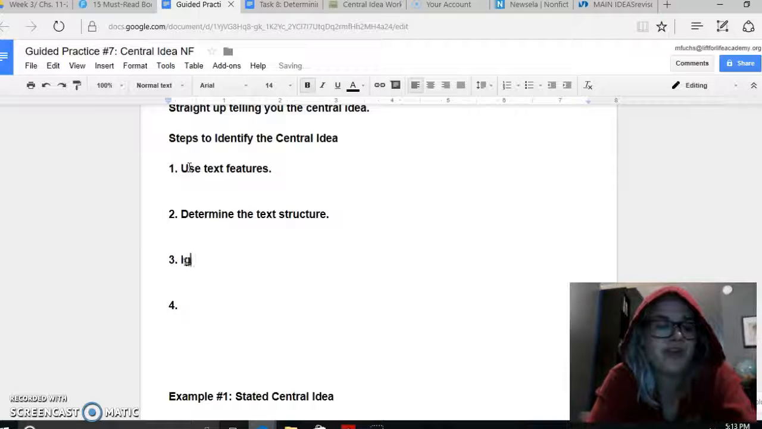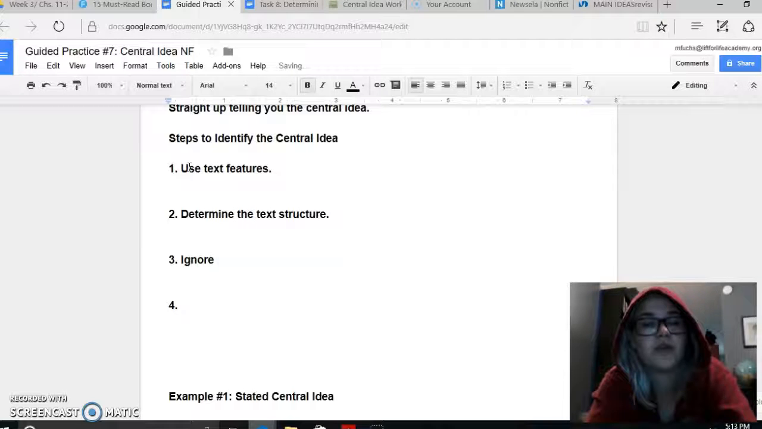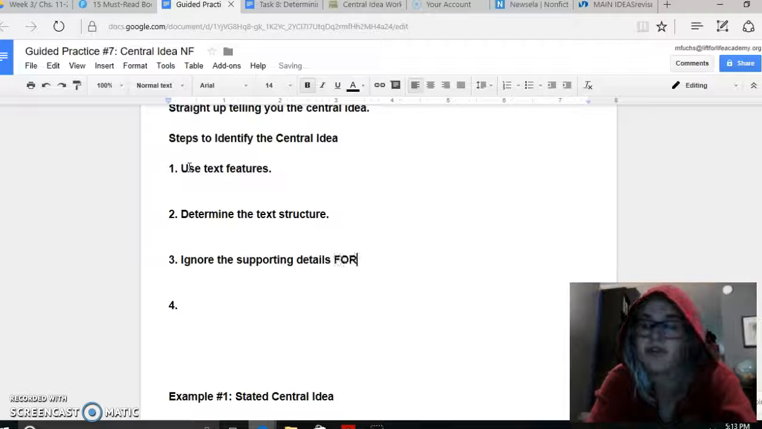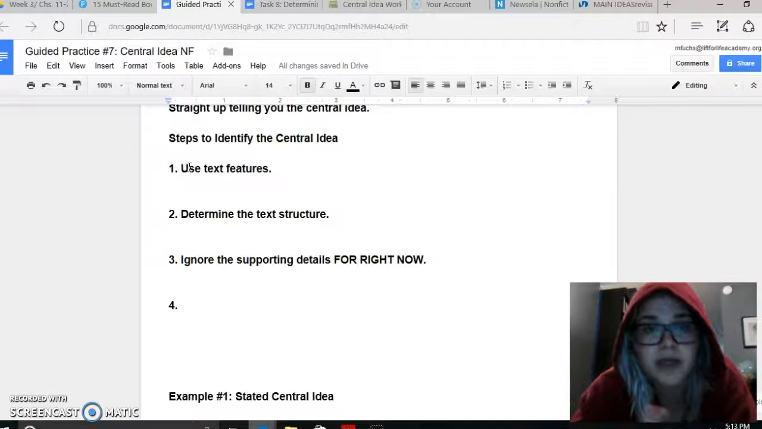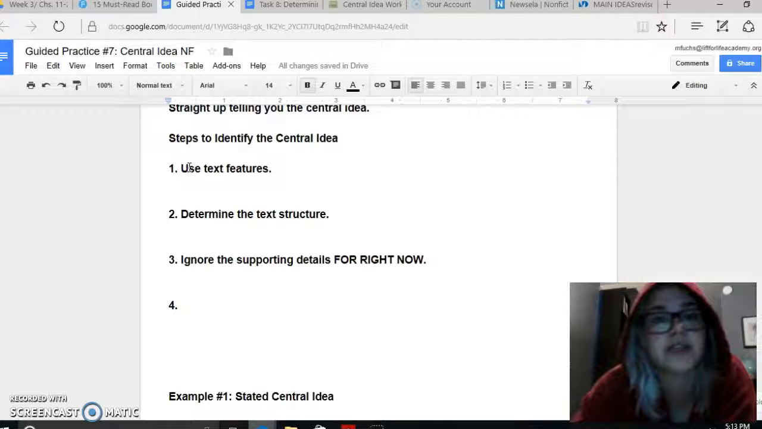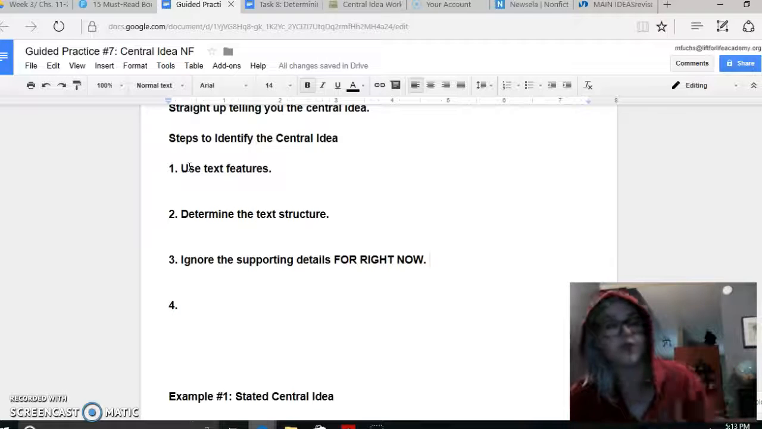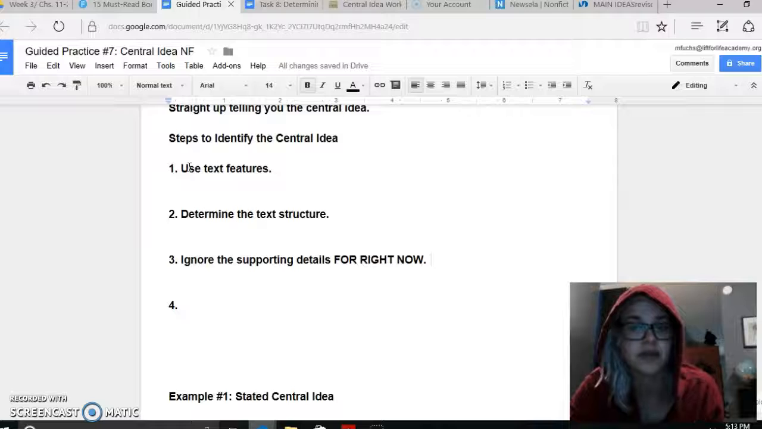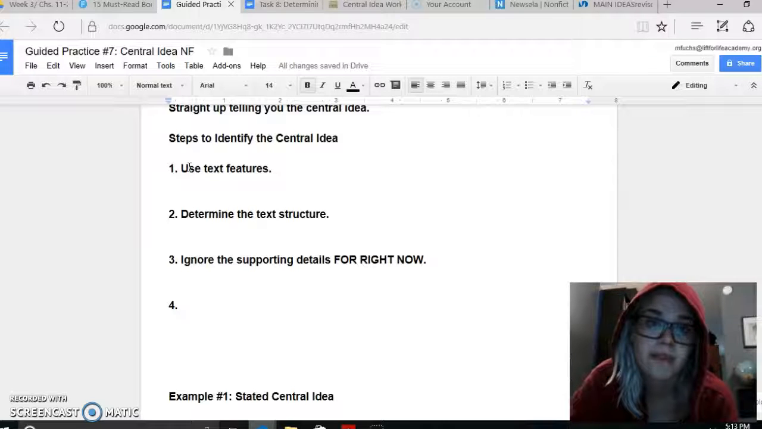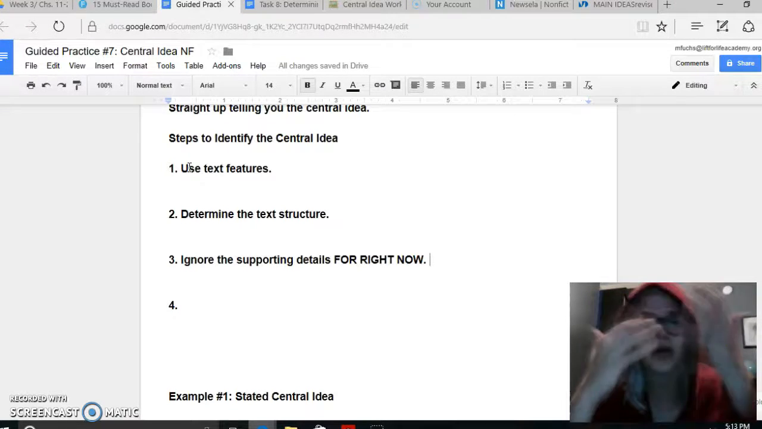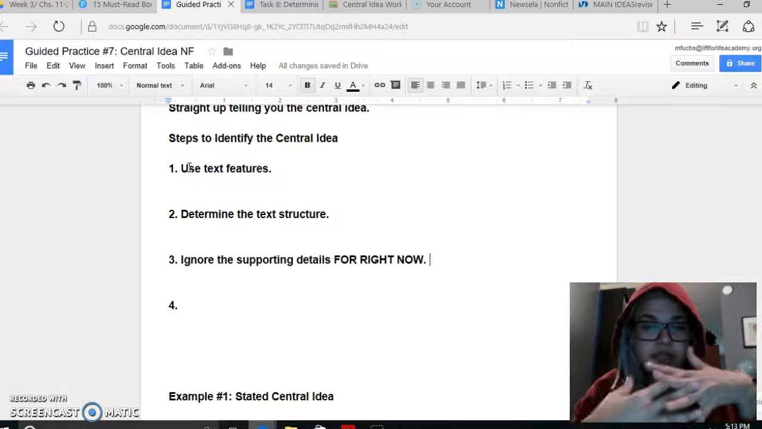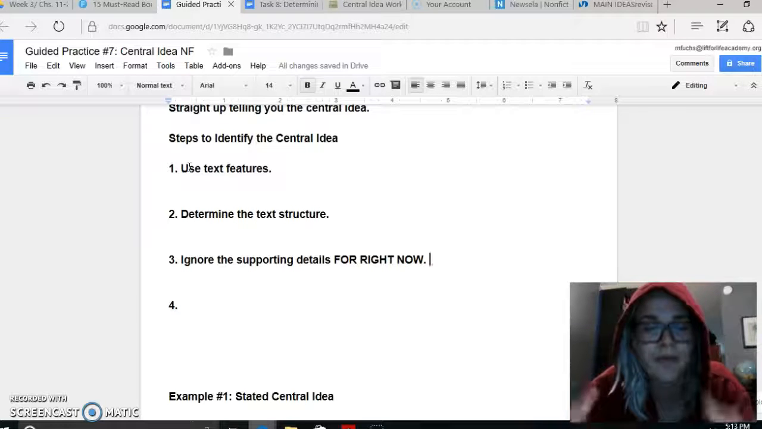Number 3 is going to seem a little counterintuitive: you ignore the supporting details. But you only ignore them for right now. You will need these, because a lot of times when you are asked to explain the central idea, you are then asked to also include those supporting details. So you're going to need them, but if you get too bogged down by all of those supporting details, you will lose sight of what that main idea is.